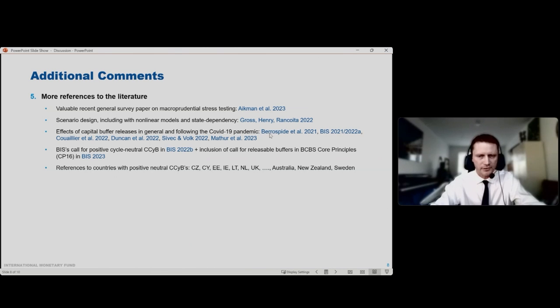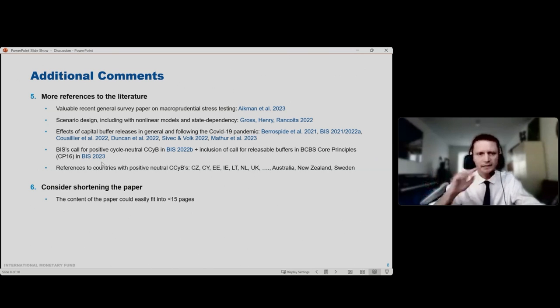I'm sure the authors are actually aware of these papers. It's just not in the draft yet, about the effects of capital buffer releases in general and especially following the COVID pandemic. And then the last two bullet points are about the positive cycle neutral CCYB, the relevant BIS papers would be useful to cite and refer to and discuss.